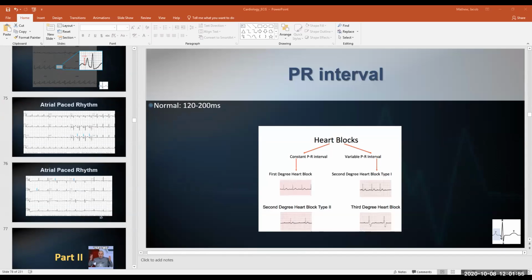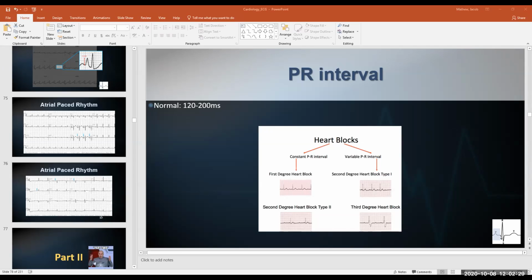The normal interval is going to be 120 to 200. So just look for anything less than 200. Once it has reached that great peak of 200, then we know there's going to be some kind of block that we're potentially dealing with, right? And I thought this was a nice flow chart to kind of show you how to decide between the two. A constant interval is going to be either the first degree or a second degree type 2, whereas a variable PR interval is going to be where you have the Wenckebach, the second degree type 1, where it's progressing, and then it drops.